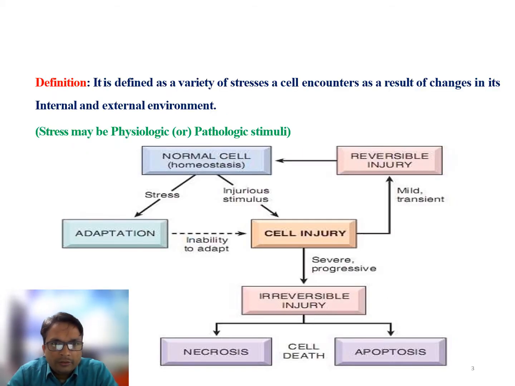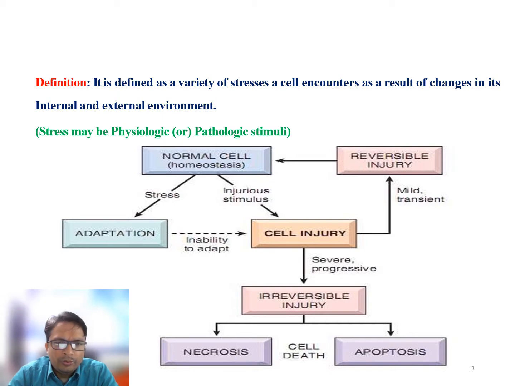It is defined as the variety of stress a cell encounters as the result of changes in its internal and external environment, considered as the cellular injury. So if you wish to understand about the cellular injury, a cell is in a normal state when its internal and external environment are working together in a homeostasis condition.